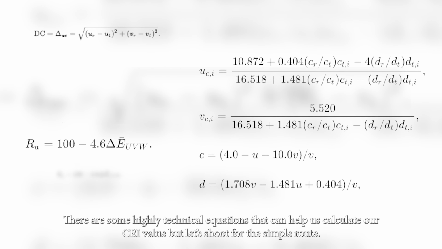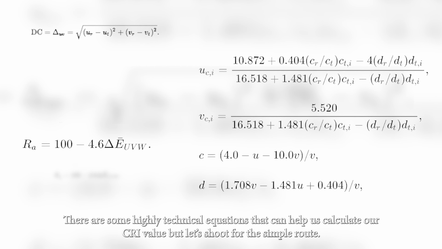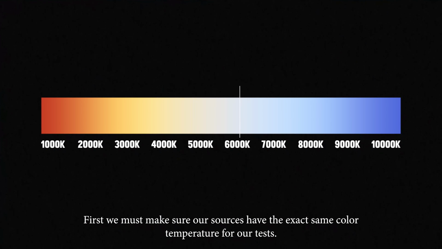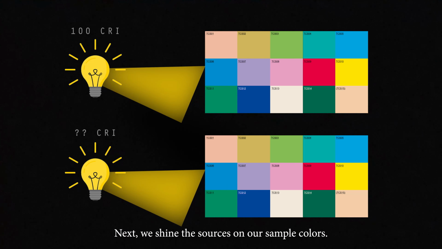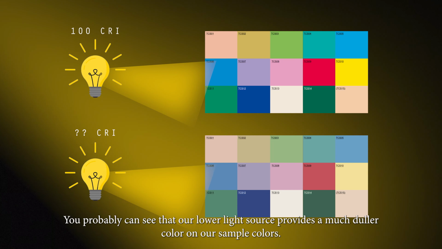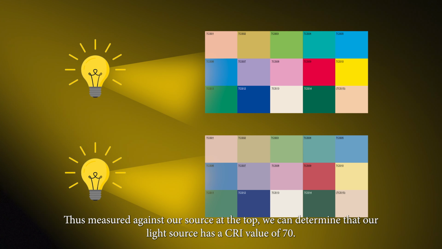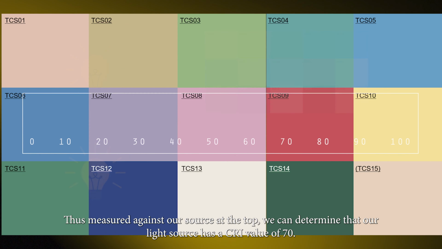Okay, that's a lot of info. Let's do a sample test. There are some highly technical equations that help us calculate our CRI value, but let's just go with the simple route. First, we must make sure our sources have the exact same color temperature for our tests. Next, we shine the sources on our sample colors. You probably can see that our lower light source provides a much duller color on our sample colors. Thus, through comparing the two, we can determine that our light source on the bottom has a CRI value of 70.